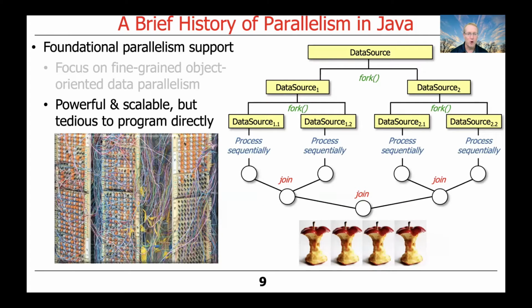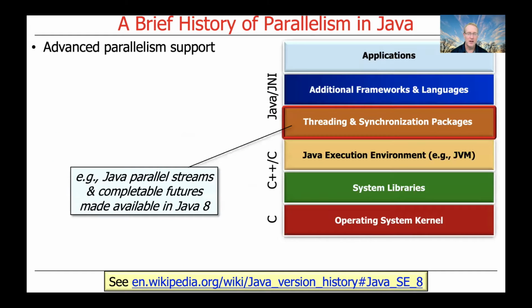The fork join framework that was the initial support for parallelism in Java is very powerful and very scalable because it takes good advantage of multi-core processors. However, it's also tedious and error-prone to program directly. As we talked about earlier, there are issues with respect to white box frameworks. We have to override methods and fill in certain methods, and this can get a little tedious and complicated to program if you're not very careful.